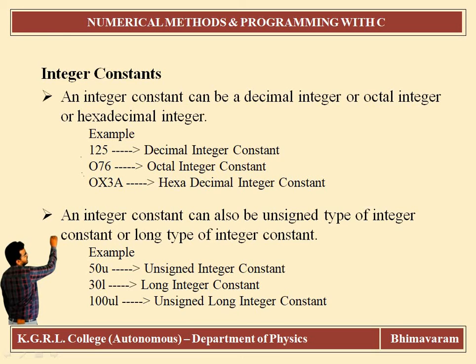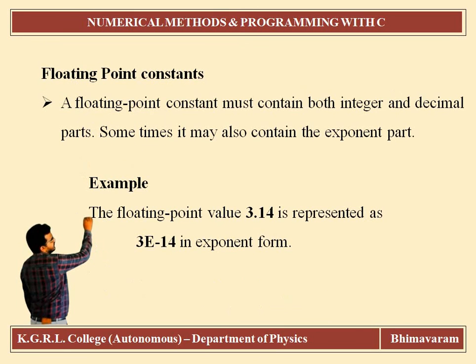Now, floating point constants. A floating point constant contains both integer and decimal parts. Sometimes it may also contain the exponent part. When a floating point constant is represented in exponent form, the value must be suffixed with small e or capital E. For example, the floating point value of 3.14 is represented as 3e minus 14 in exponent form.